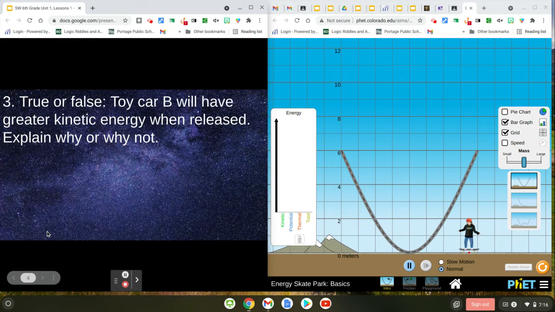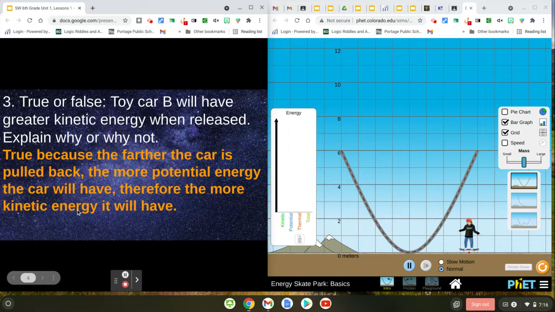True or false? Toy car B will have greater kinetic energy when released. Explain why or why not. So you have pictures of two different toy cars. One was pulled back on a metric ruler a certain amount of centimeters, and then the car in letter B was pulled back even farther. This one is true because the farther the car is pulled back, the more potential energy the car will have. Therefore, the more kinetic energy it will have when released.